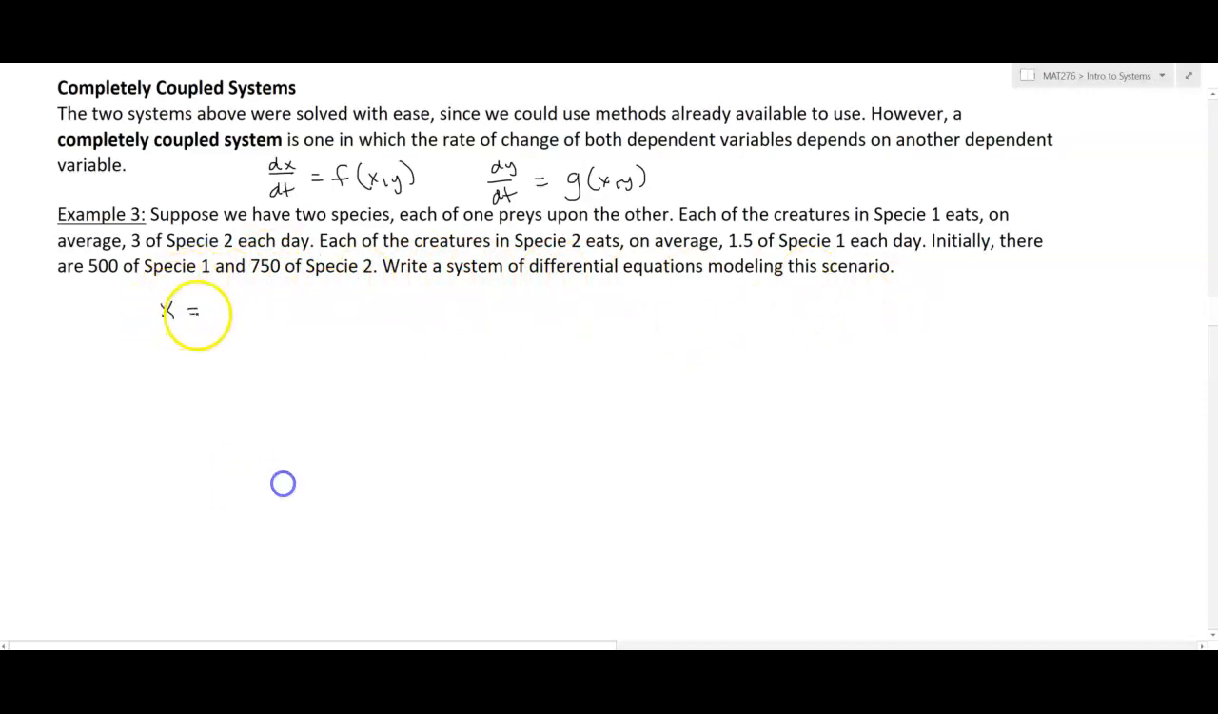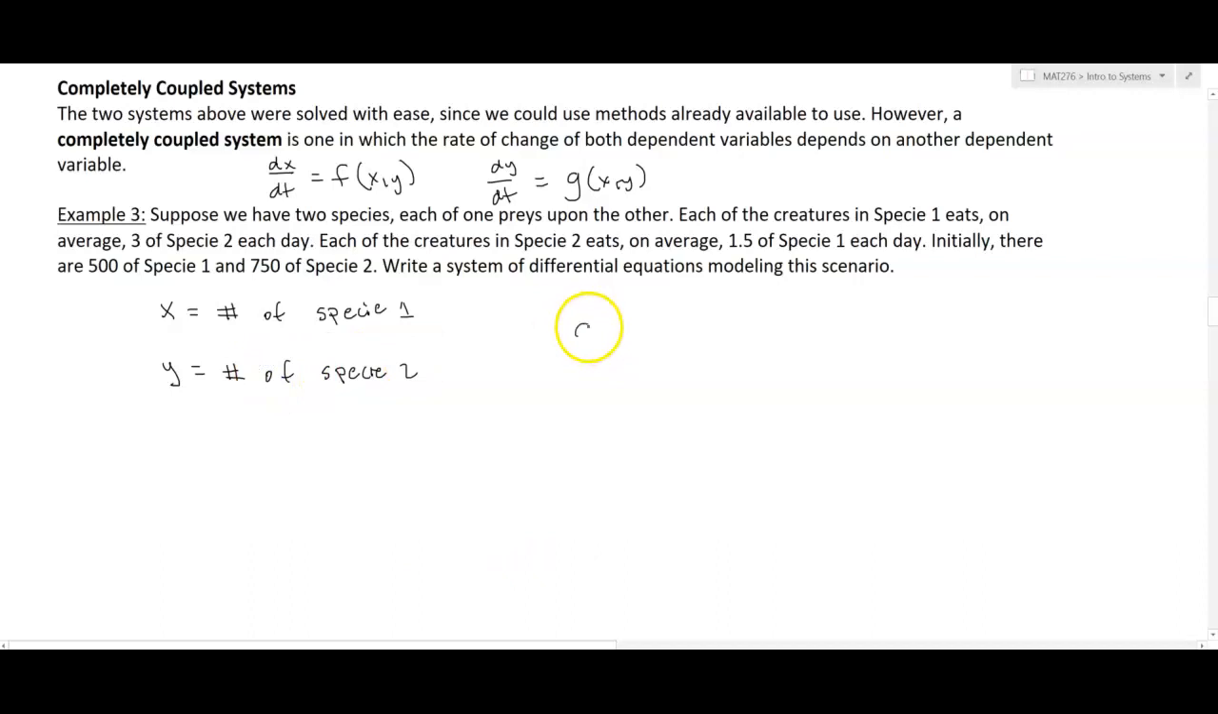Write a system of differential equations modeling this scenario. So let's let x denote the number of species 1. I didn't want to say what these were because I couldn't think of any 2 creatures that eat each other, but maybe you can, maybe you have one coming to mind, but I couldn't, so I just decided to refer to them as species. And then y is going to be the number of species 2.